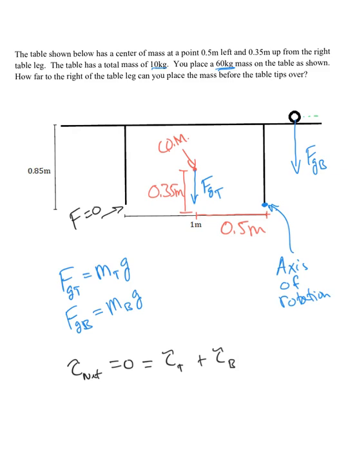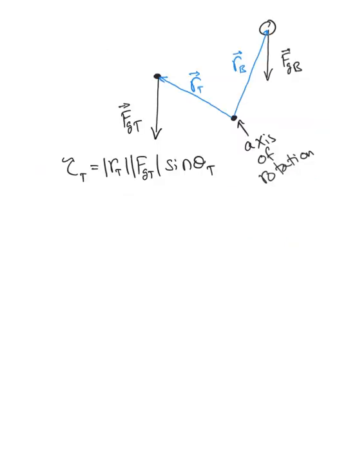So the first thing that we're going to do is I'm actually going to redraw this picture, but I'm going to remove a lot of the excess parts to make it easier to see the geometry that we are going to be working with. So the situation that we have here is that we have our axis of rotation, and I've drawn simply the location of the two torque forces acting relative to our axis of rotation. So we have the force of gravity on the table and the force of gravity on the ball.